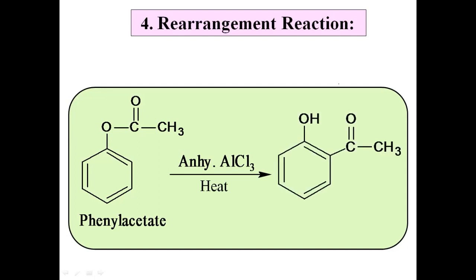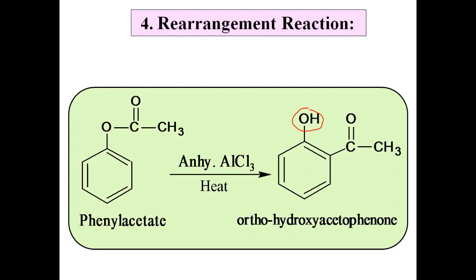We get an interesting compound. Here this is a hydroxy group, and this remaining part is an example of a ketone, CH3, C double bond O, and from another side there is a benzene ring. The name of the compound is orthohydroxyacetophenone. Actually, this is acetophenone, and that acetophenone has an OH group at the ortho position. Hence, it is orthohydroxyacetophenone. In this reaction, phenyl acetate on reaction with anhydrous AlCl3 gives orthohydroxyacetophenone.